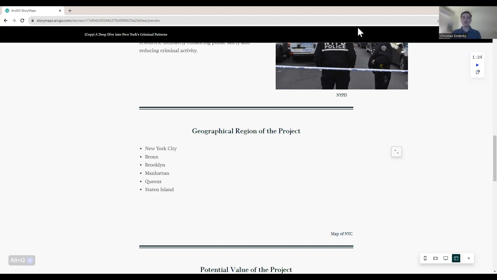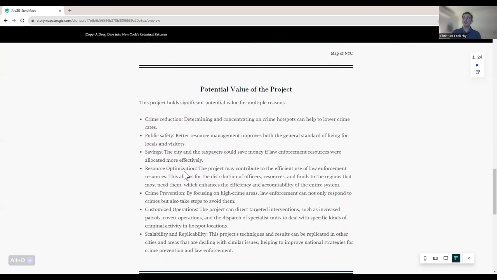So we chose New York City and the five boroughs, which are the Bronx, Brooklyn, Manhattan, Queens, and Staten Island. We chose New York City because it is one of the most populated and diverse cities in the world. The city experiences a wide variety of crime. This diversity allows for examination of different types of criminal activities and their hotspots. New York is also technically advanced and has made large investments in data collection and analysis. Next, I will go over the potential value of the project.